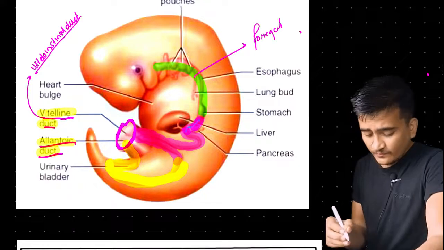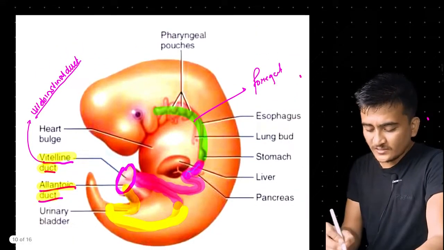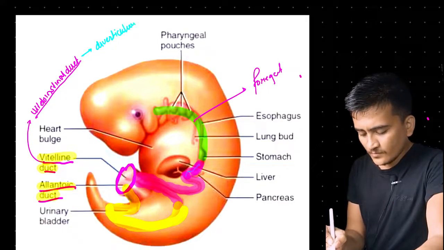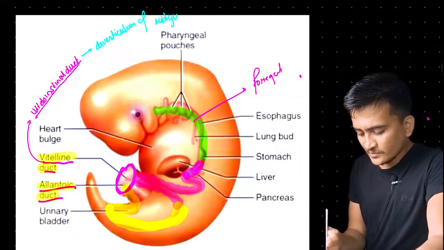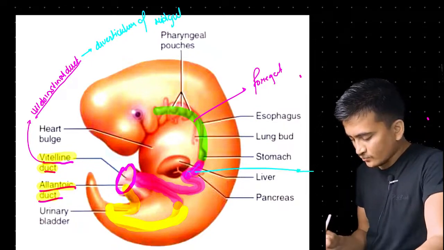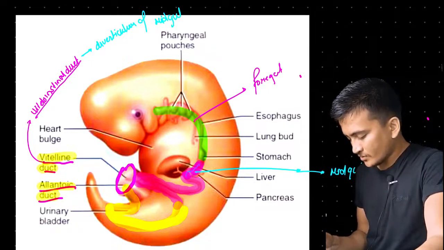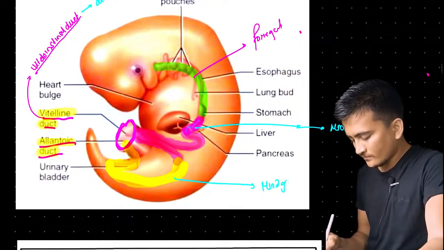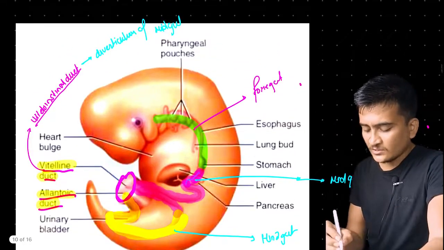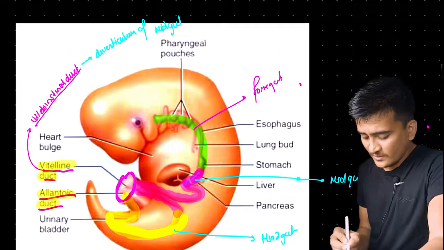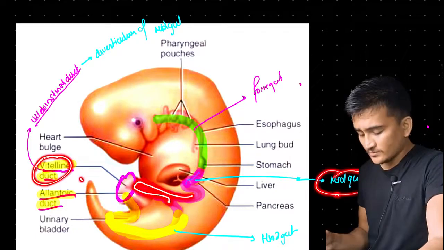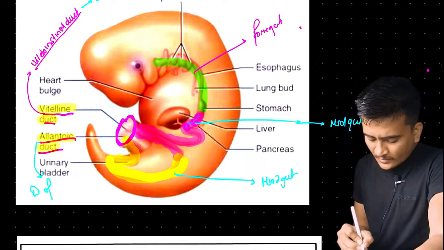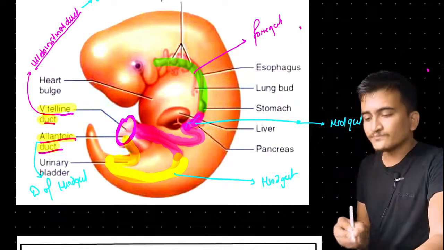Now, what is the vitellointestinal duct or vitelline duct? It is a diverticulum of the midgut, as you can see right here. This was the midgut, and here it was the hindgut. Similarly, what is the allantoic duct? The allantoic duct is a diverticulum of the hindgut.